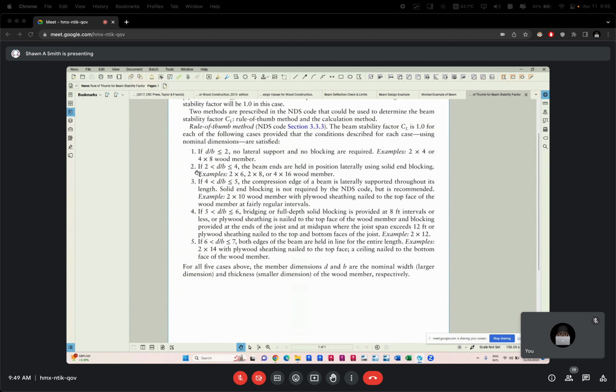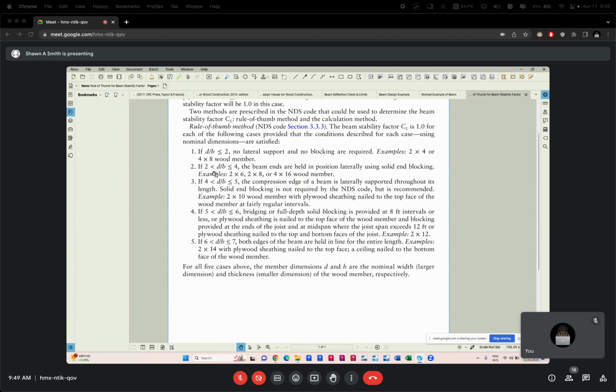So if you would do this check, and also the beam ends are held in place by solid blocking. Normally, the question will state that. If you don't get a diagram to show it, then your question will state that. All right. So you're able to do this check to find out.